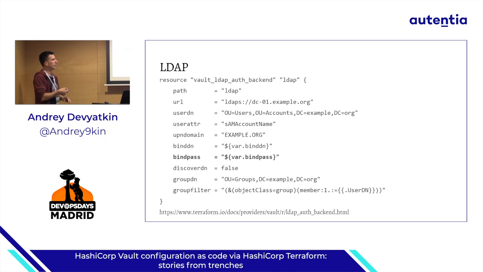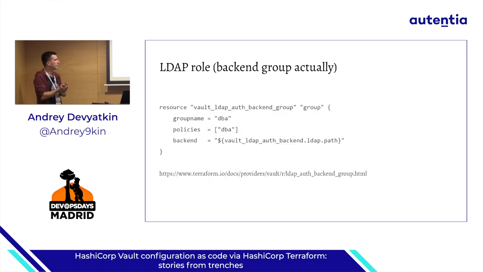And a word of caution: every secret you pass to Terraform is stored in the Terraform state, so you need to protect the Terraform state as well. We'll keep that encrypted. Then you would create, in case of LDAP, it's not really a role, it's called a backend group. And what we're saying here is that everyone who comes to Vault with LDAP credentials and is a member of the group DBA should get policy DBA on their token. It's not necessary that your group name and your policy name are the same, but it's just easier for everyone to understand what's going on.